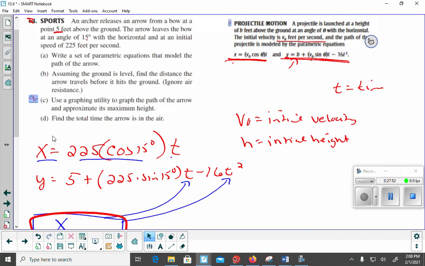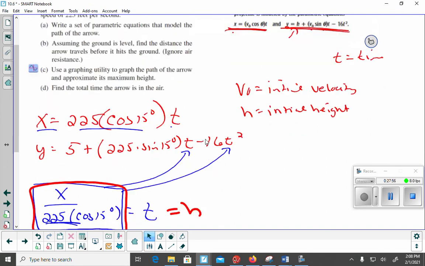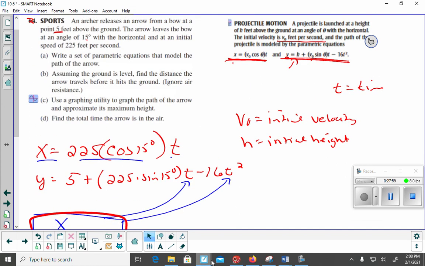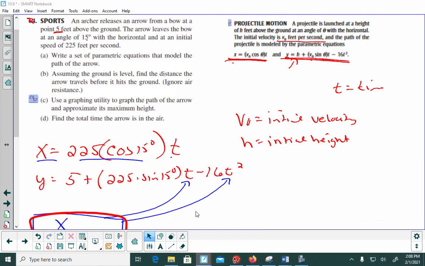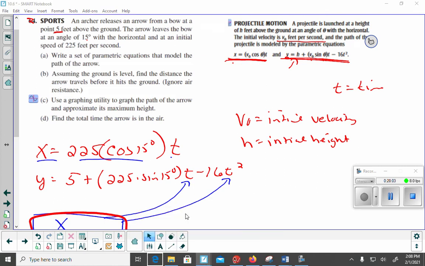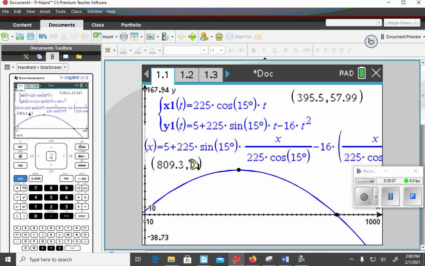And the last thing is find the total time the arrow is in the air. There I've got to do some math. So to do some math, what I'm going to do is I'm going to bring these over. We said right here that this is when it hits 0. So I'm going to copy this over and bring it.